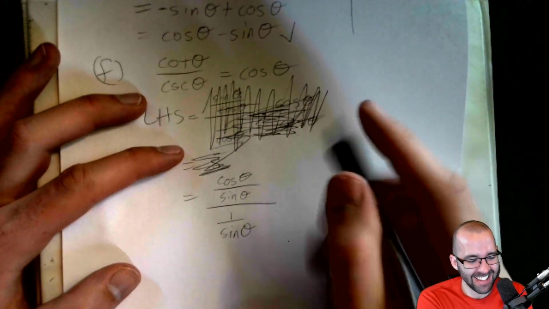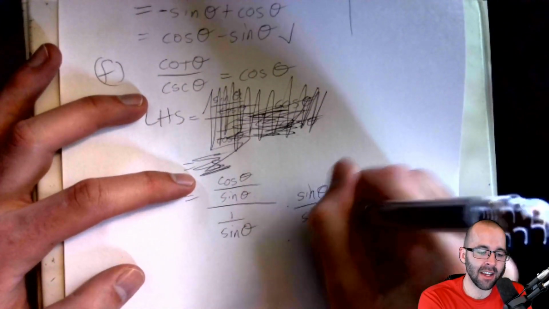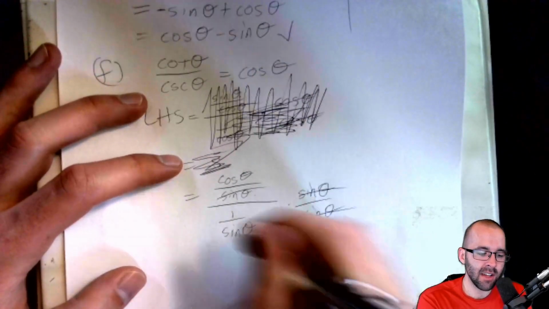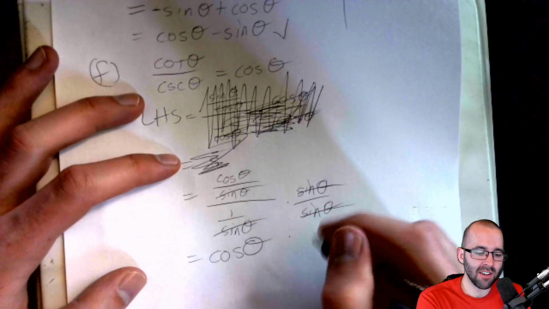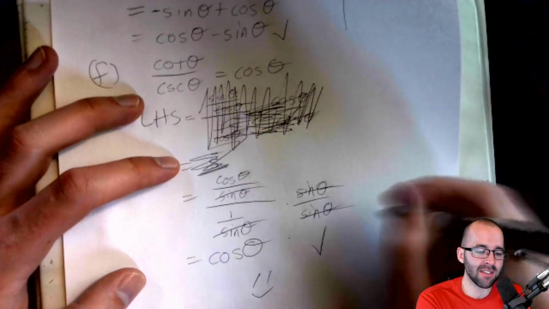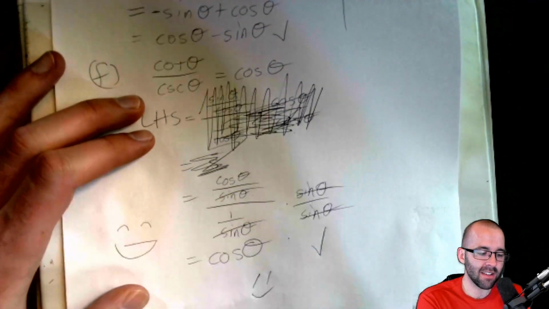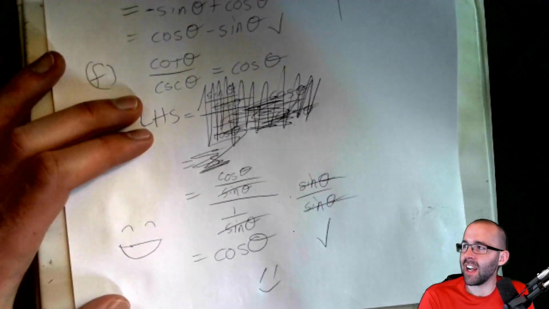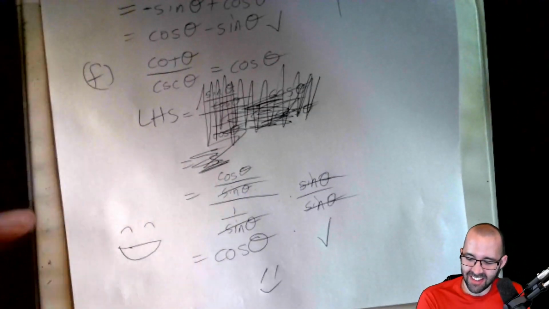All right, but we do the same thing. Multiply by the LCD, sine theta over sine theta. It's going to cancel. We're left with cosine theta divided by 1, which is just cosine of theta. And we have a check mark, we have a happy face, and an even bigger happy face, because we got it right. All right, that's exactly what we wanted.